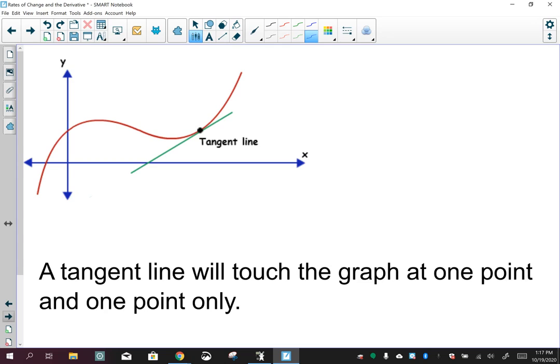So to refresh your memory, a tangent line is just going to touch your graph at one specific point. It is not going to cut the graph. It's not going to have 2 or 3 different places. It's just going to cut it at one specific point.